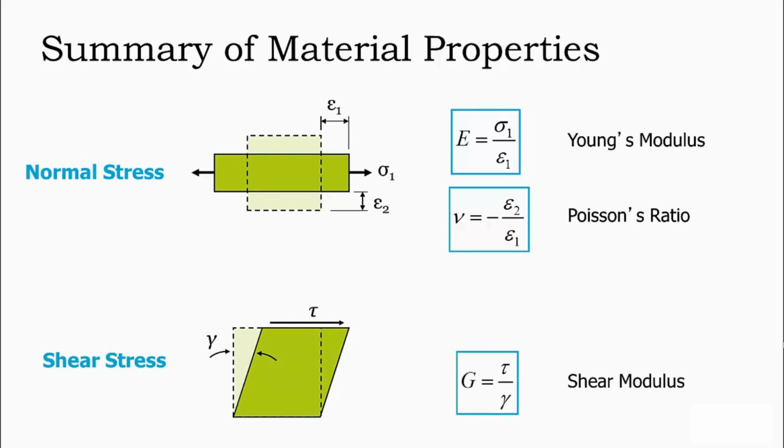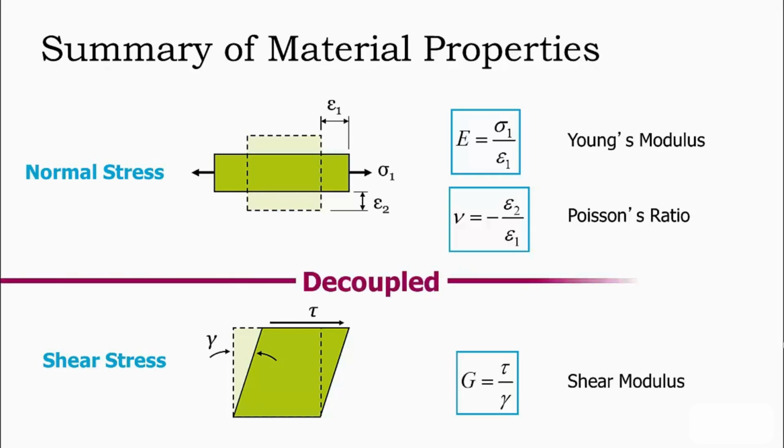Furthermore, although we did not explicitly say it earlier, these two strains are decoupled, meaning a normal stress does not cause a shear strain and a shear stress does not cause a normal strain. This will be important later when we develop the generalized Hooke's law in the next video lecture.